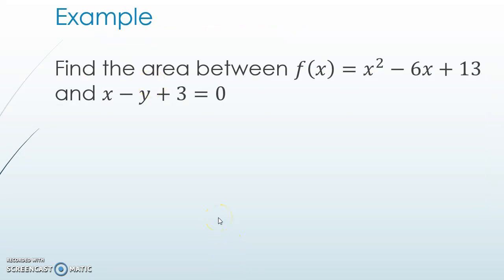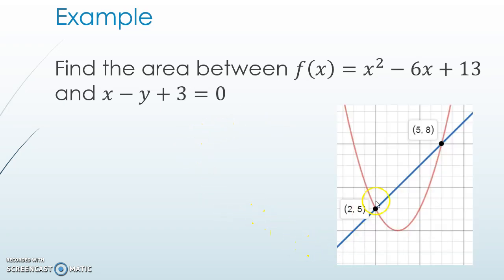So we're going to look at finding the area between this quadratic, x squared minus 6x plus 13, and x minus y plus 3 equals 0. In this form we can rearrange that to y equals x plus 3, which is going to give us a straight line. Again, the first thing you do when you've got these two equations or two functions is graph them, see what we're dealing with.